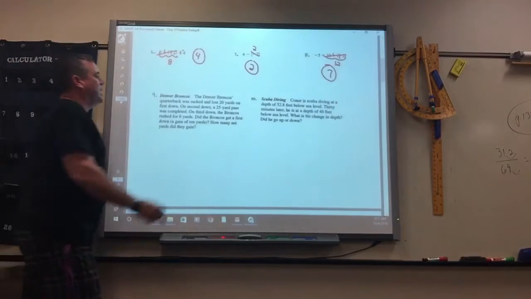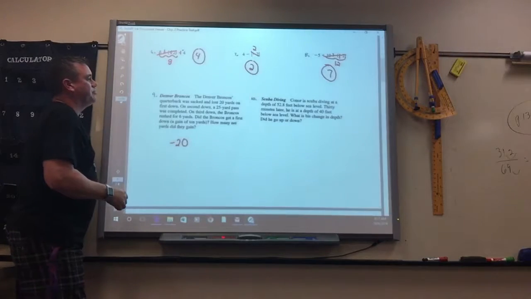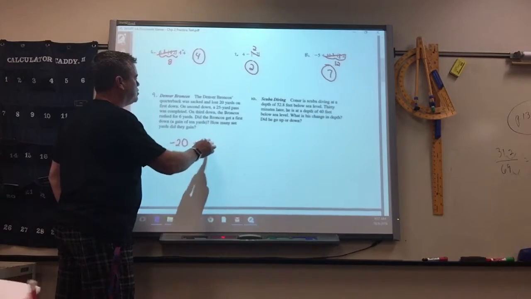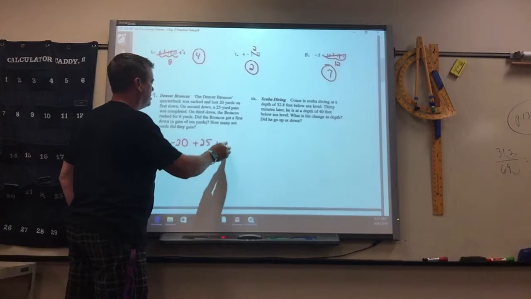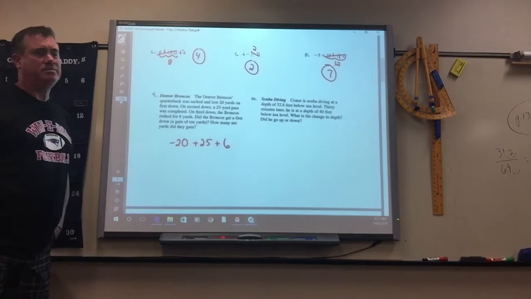Okay, Broncos quarterback was sacked and lost 20, so that's negative 20 on first down. On second down, a 25-yard pass was completed, so that's plus 25. On third, they rushed for 6. Did they get a first down, and how many net yards did they gain?